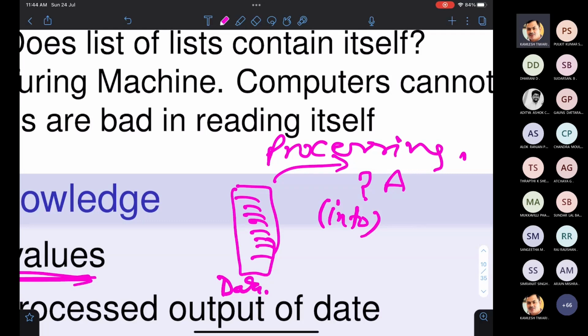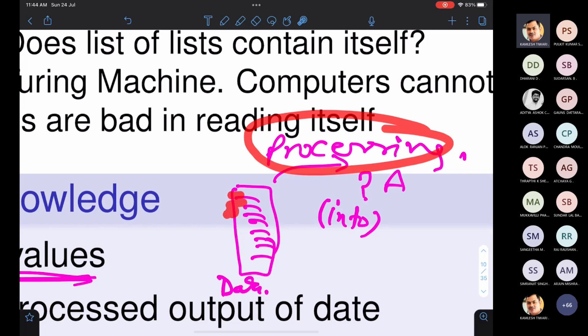Because I have a question: how many people are there whose name is starting with A? It's a meaningful thing. So information comes after processing. Please note down this particular part. How can I get the information? I have to do the processing. So what is the processing?